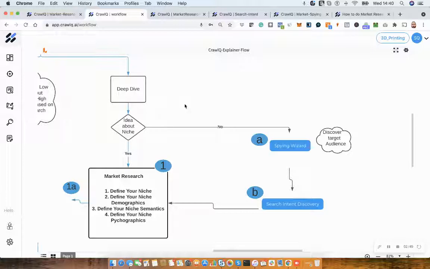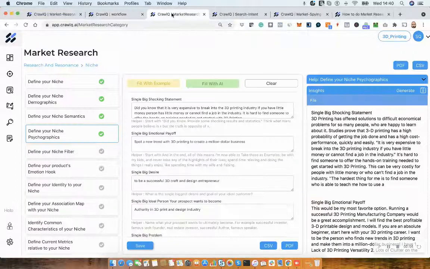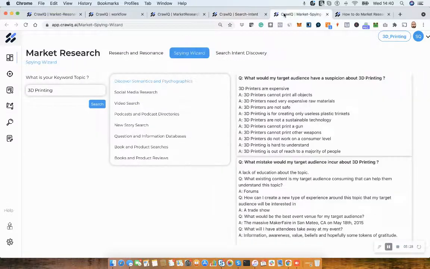helper functions. If your rough idea is a good direction, then you can further refine it with AI insights. But if you're still thinking at a very high level about a topic, a business idea or business validation approach, then you're going to go through the market spying wizard and search intent discovery. In the market spying wizard, you can deep dive into social media research. You can deep dive into podcast directories.